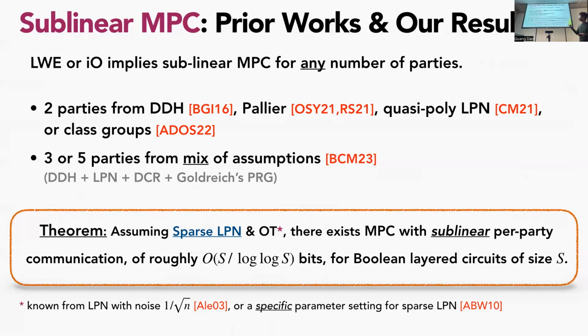And OT itself is known from LPN, or from this specific parameter setting for sparse LPN that also enables public key encryption. Which is different than the sparse LPN setting you need. Yeah, which is different from our setting.